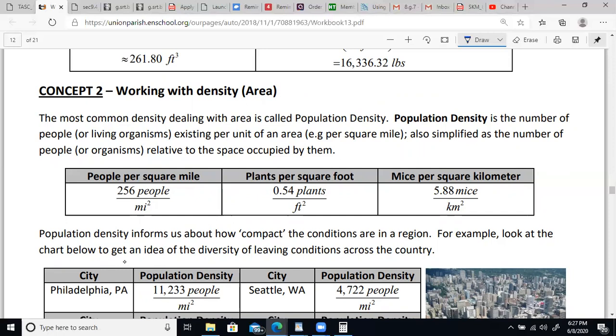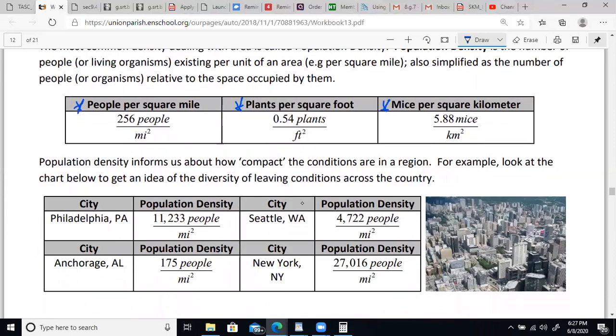It's something called population density. So how many people exist in every square unit of that land? They might have people per square mile. That would be a way to show population density, or how many plants per square foot are in that city, or how many mice per kilometer. Don't want to think about that, but this is how you would write it.